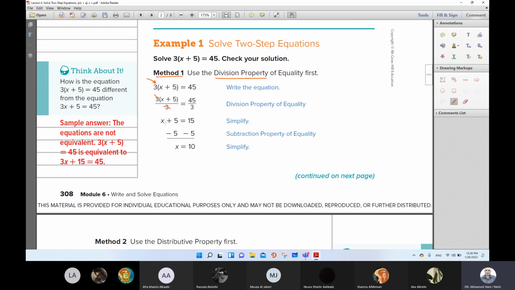To solve this equation, try to remove the constant 5 from this side. So you can add the inverse of plus 5, which is negative 5. Add negative 5 to the two sides. Plus 5 and negative 5 will be 0. Remains here x. And 15 plus negative 5 will be 10. So the solution is x equals 10.